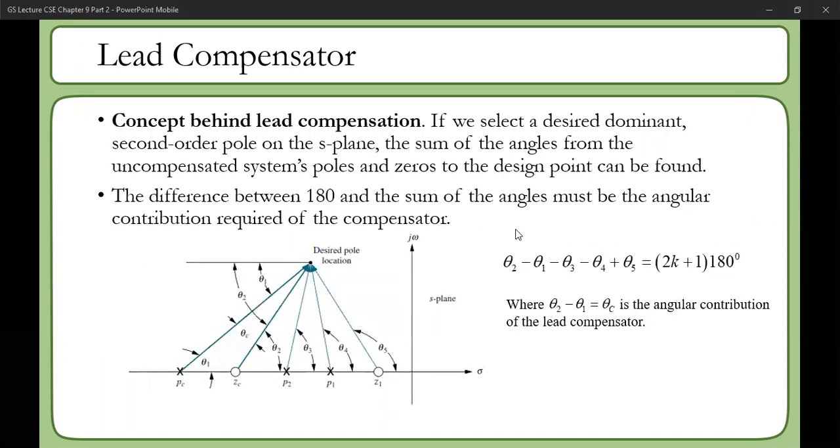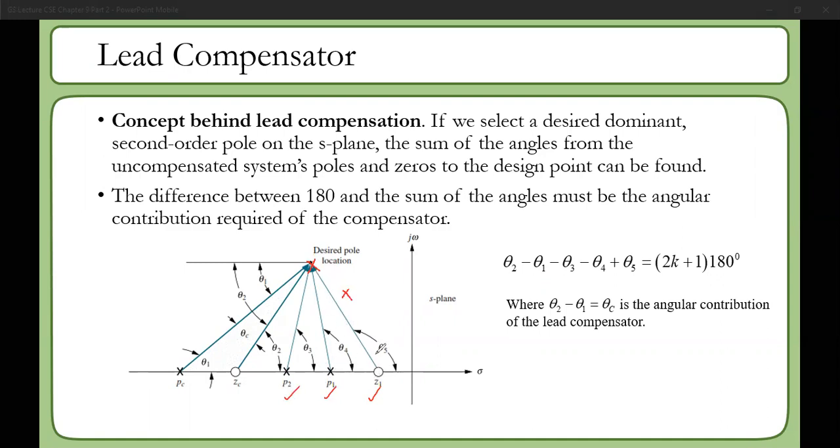Okay, so what is the basic concept? The basic concept is, as we already said, that we are not happy with our existing root locus. Maybe our root locus was here, going through this point, but we are not happy with it. So we prefer a particular desired point like this one. And then these are our existing system's zero and poles. We have one zero and two poles.